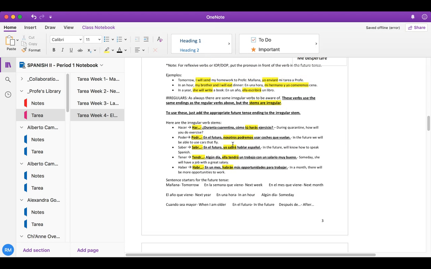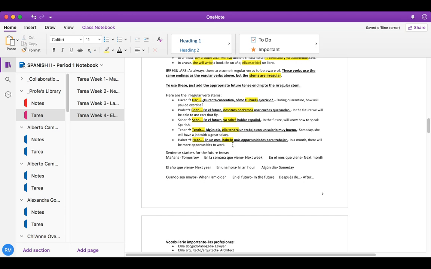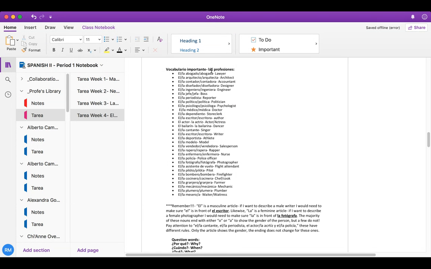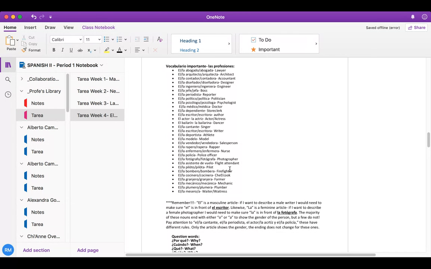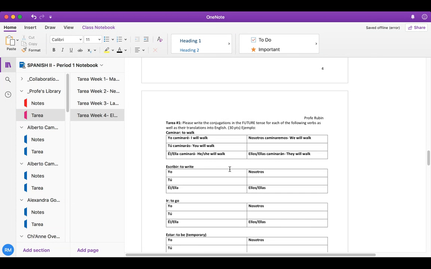So again, to sum up, even though we have irregulars, all of our endings are the same. Other than our irregulars, with our regular verbs, we can just add our endings directly to the end of the infinitive. With our irregular verbs, we just have to understand that their stems are irregular, but the endings are the same, and we add our endings directly to the end of the stems. Super easy. I went over some sentence starters for future tense, which you will need to use in several areas, and there is some vocabulario importante sobre las profesiones, and your question words once again.